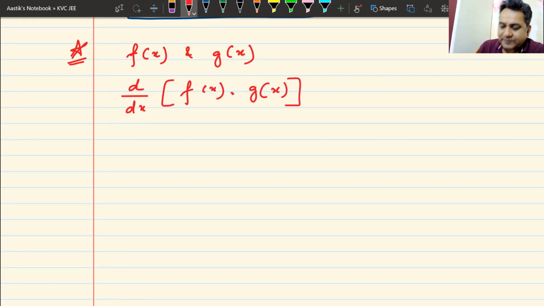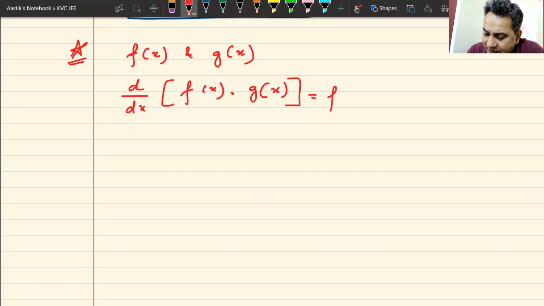f(x) multiplied by g(x). Whether I have to find the full derivative or the partial derivative, the formula is the same. In case of full derivative, I have to find the complete derivative. In case of partial derivative, I have to find the partial derivative. So this is multiplication of two functions. How do I find the derivative of the multiplication of two functions?